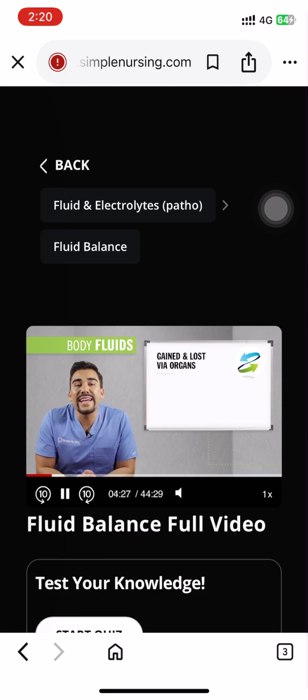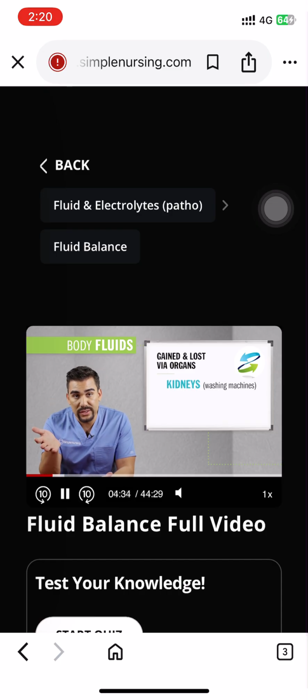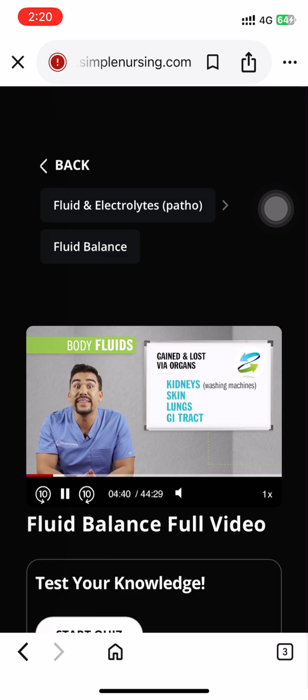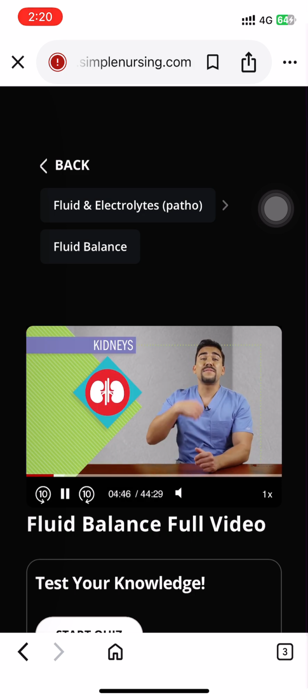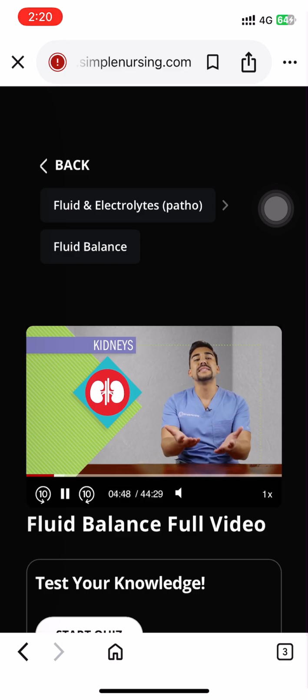Now, fluids are gained and lost via a few main organs. Mainly, number 1 is the kidneys, which I call the washer machines. Number 2 is the skin, then we have the lungs, and then lastly is our Mr. G.I. Joe himself, the GI tract. Now, starting with your kidneys, the washer machines of the blood also serve as the doors to your body that let fluid out of the body and into the body.